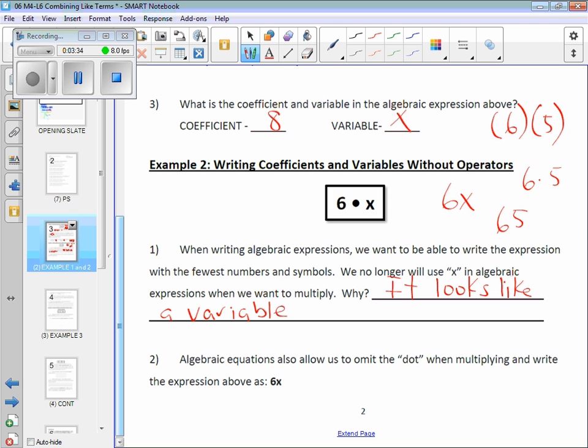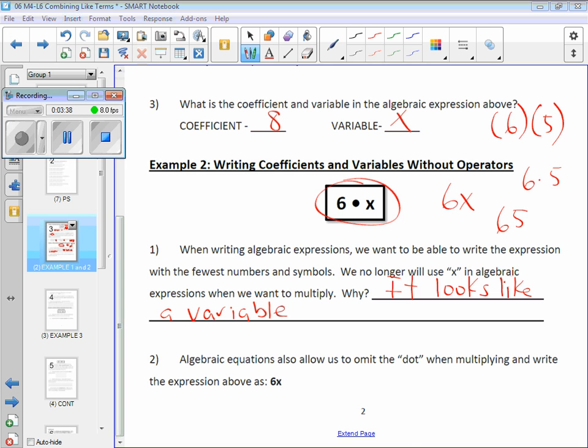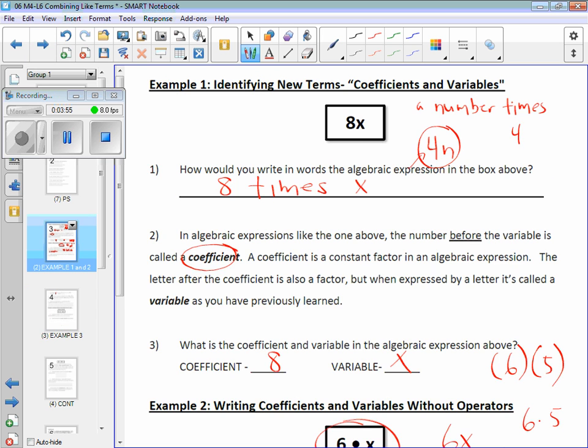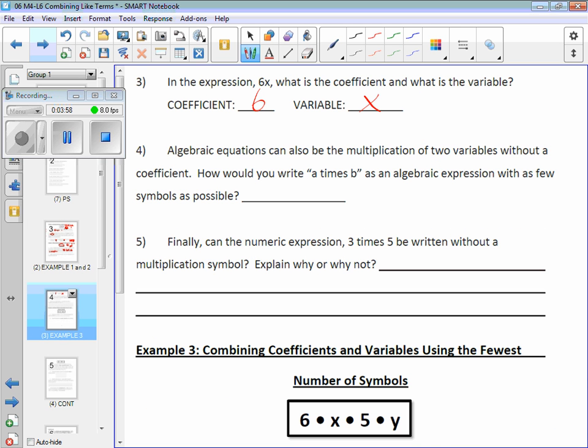All right, let's go on to the next page because it's building on this. In 6x, once again, what's the coefficient? 6. What's the variable? Yeah. Got it. You can also put two letters together when you want to multiply. So A times B, how would you write that algebraically? Cat. A and B. That means to multiply. All right?